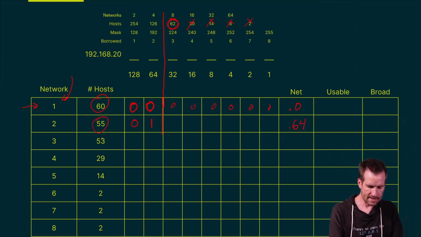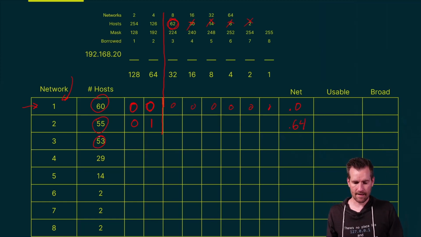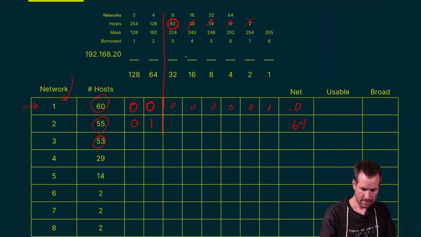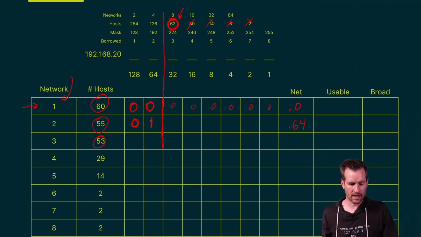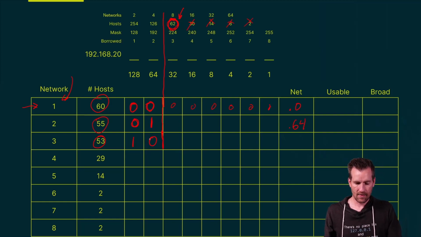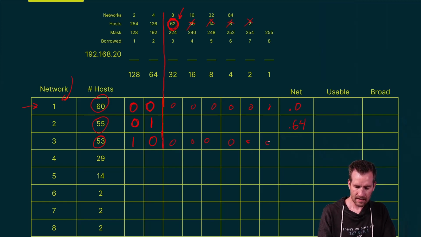All right, next up, we've got this network of 53 right here. So what I'm going to do is find which one works, which is the same one again. So I'm going to draw it down. I can't use the 01 now. That whole range has been used up, but I can use a 10. And then if I were to have zeros in for the rest of these, then that would be .128.